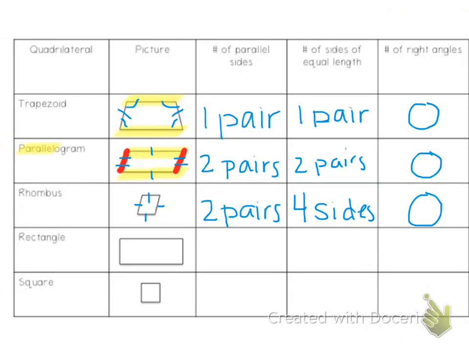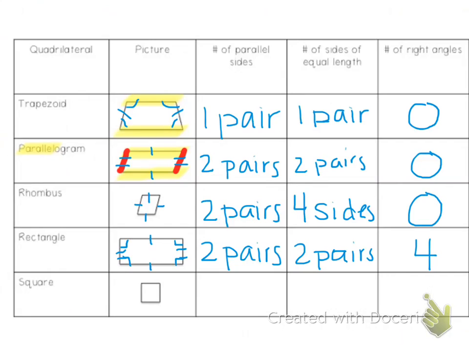The rectangle has 2 pairs of parallel sides, but it doesn't have to have all sides the same length. So in this one, the top and the bottom are the same, and the left and the right are equal. So it has 2 pairs. A rectangle has to have 4 right angles. So all 4 corners are right angles.